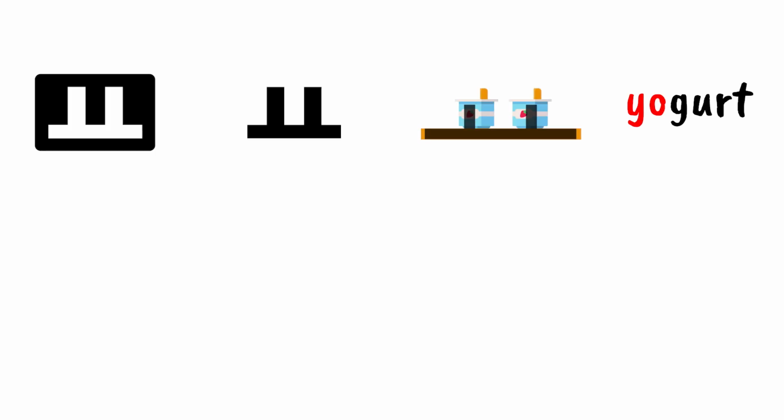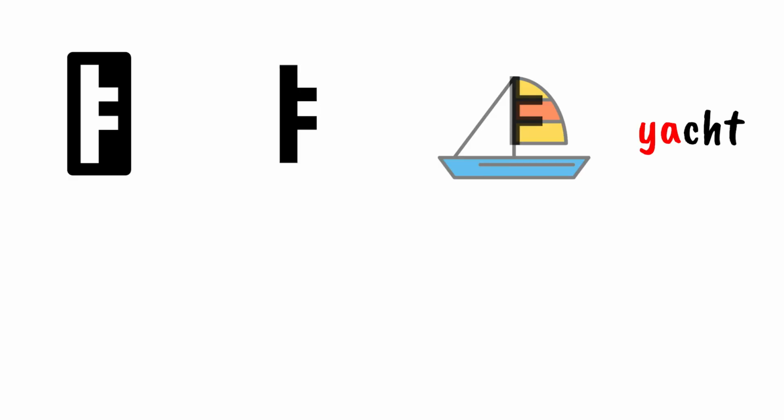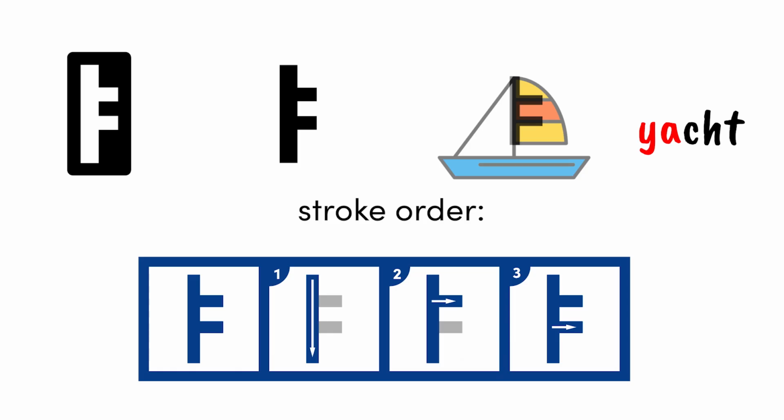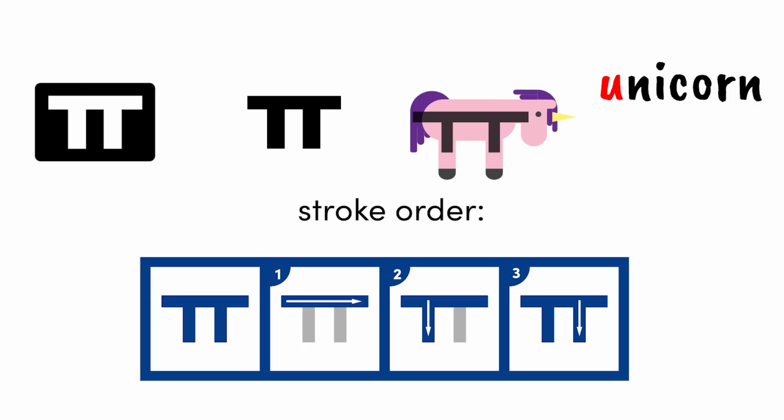This is like O but with two lines. Think yogurt for the U sound. This is like A but with two lines. Think yacht for the Ya sound. This is like U but with two lines. Think unicorn but with a Y sound at the beginning for the U sound. This is like A but with two lines. Think yummy for the Ya sound.